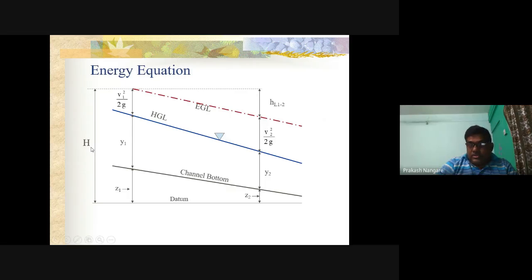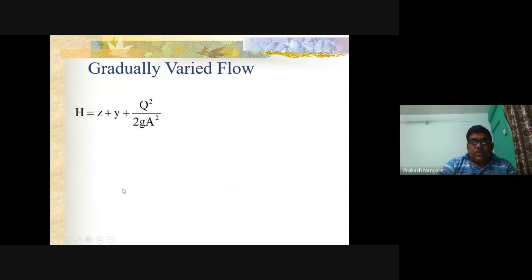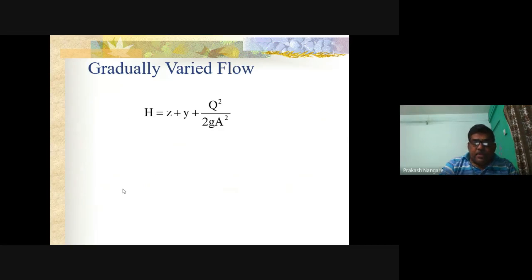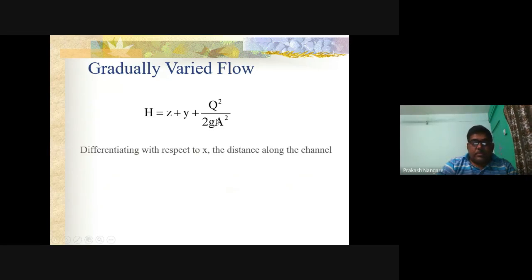You observe these changes, and the total head of the water available in this channel is equal to H. As per Bernoulli's theorem, you know the summation of the potential energy, kinetic energy, and datum energy is also constant. Therefore, the summation of all the energies represents the total head. Then what about gradually varied flow? As per gradually varied flow, the velocity head v square by 2g is replaced by the term Q square by 2g A square, because the velocity is nothing but the ratio of Q and A, only a simplification.